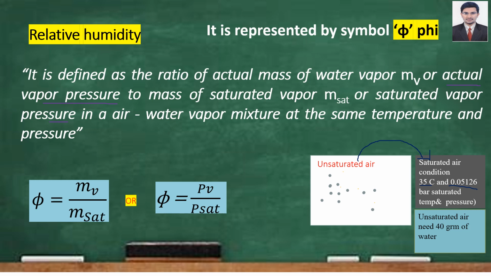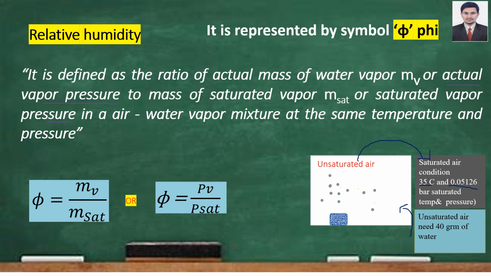Let us consider an example that I will supply 40 gram of water to this room so that the unsaturated air will become saturated. Now I have taken 40 gram of water in a container. You can ask a question, why 40 gram of water? It is not a constraint. I have taken 40 gram as an example, you can take 30 gram, 20 gram, like that. So I have taken 40 gram of water in a container and kept it inside the room.